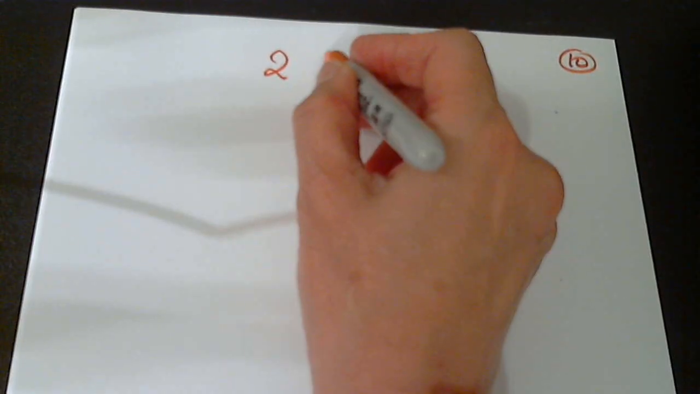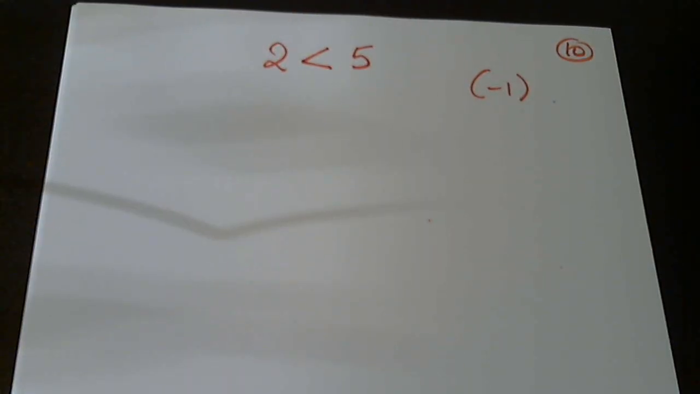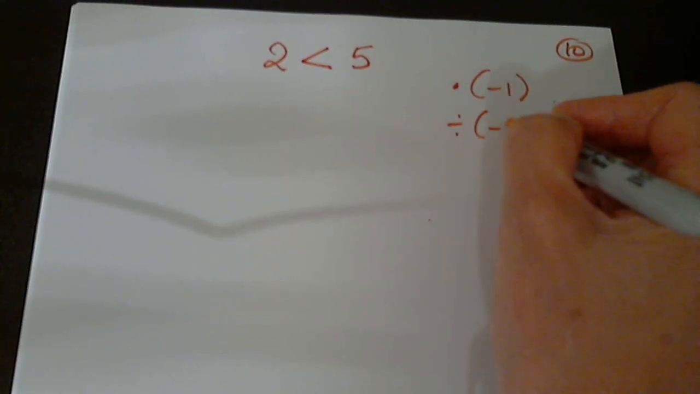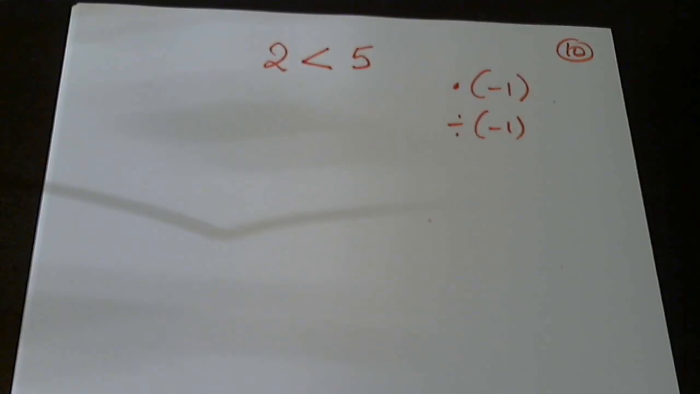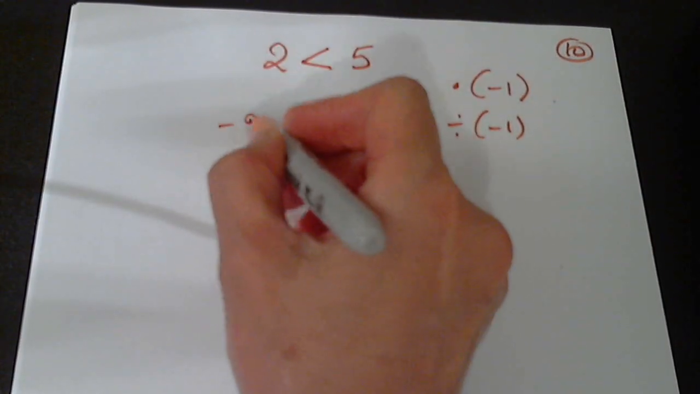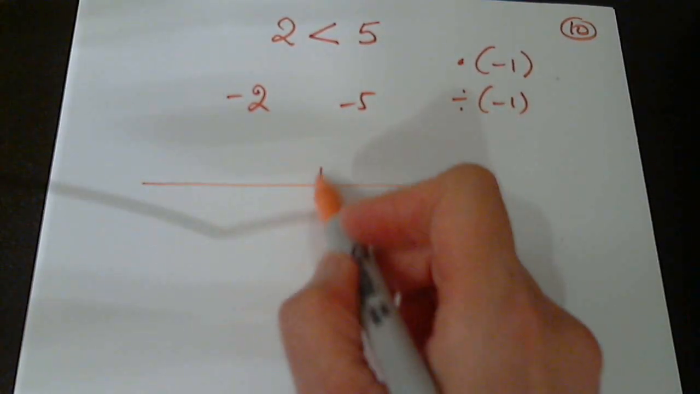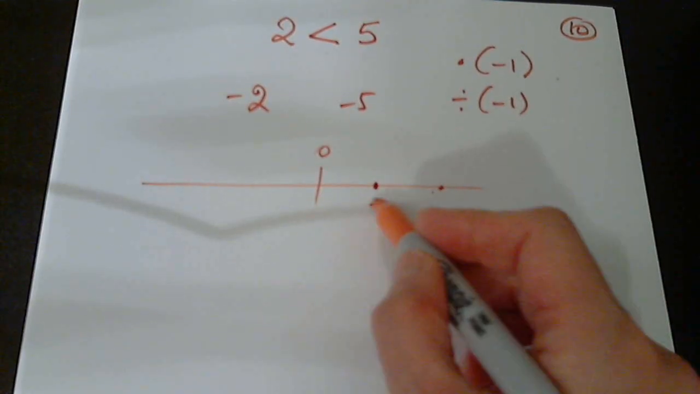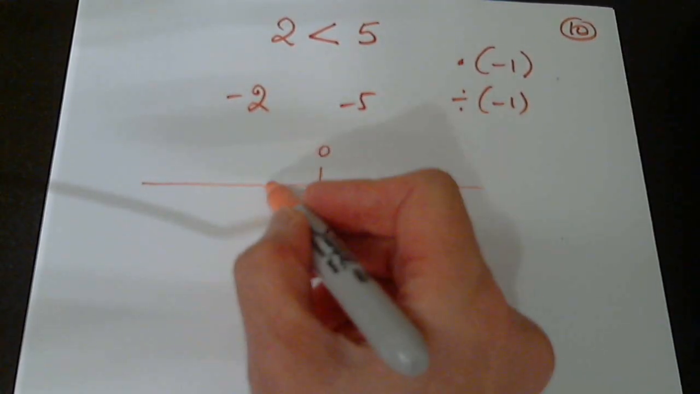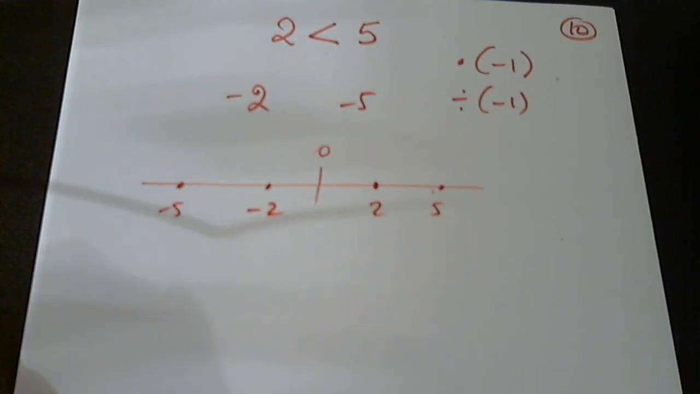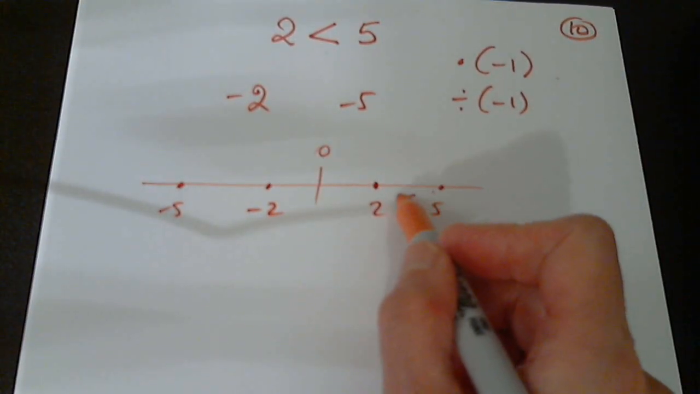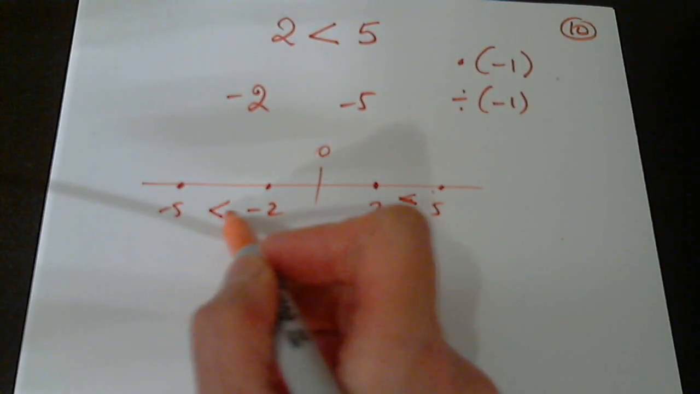So I hope you agree that 2 is a number less than 5. What if, for whatever reason, I want to multiply both sides by negative 1? We're going to look at examples in a minute and you'll understand when that is necessary. Now if I multiply this by negative 2 and this by negative 5, look what happens. We had 0, 2, and 5, but now negative 2 and negative 5. So 2 is less than 5, but now negative 2 is greater than negative 5.